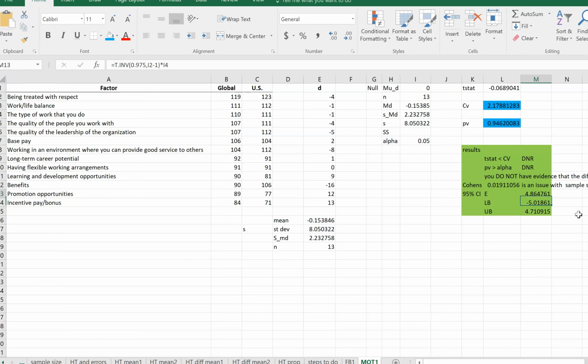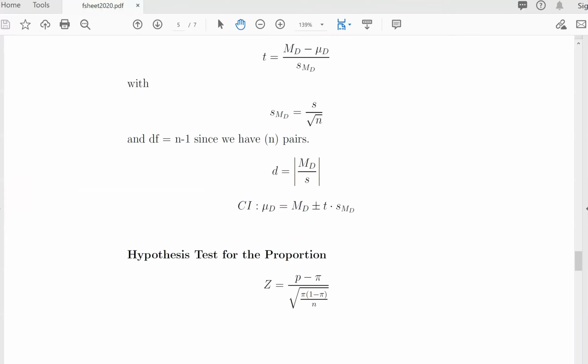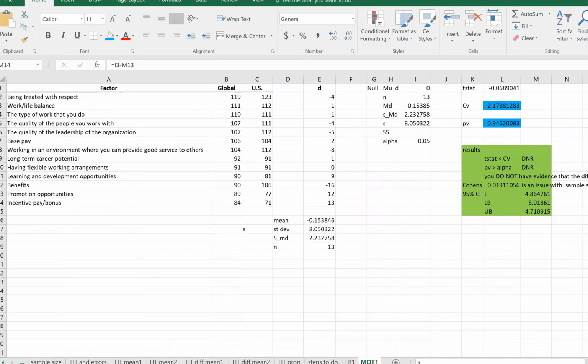It's kind of a triple check here. Your T-stat is less than the critical value. Your P-value is over alpha. That means 0 better be in the interval. They all kind of work together to say you don't have any significant difference between you and the employees. That's really what it means. The global and the U.S. employees are really not that much different when it comes to personal factors of success, of well-being.